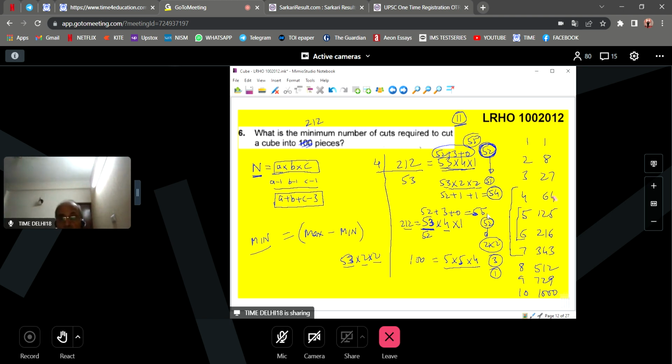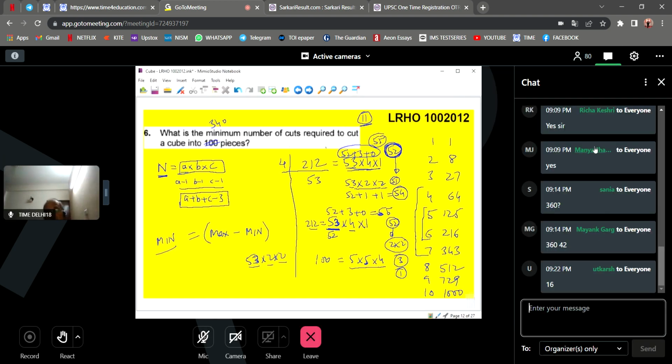Yes. There's another question. Yes, Tushar, you want me to split 340? Okay. Please try this, everyone. Tushar wants 340 number of pieces. See, minimum cannot be 339, Tushar. That is maximum. What is the minimum number of cuts required to cut a cube into 340 pieces? Anyone? Please try.